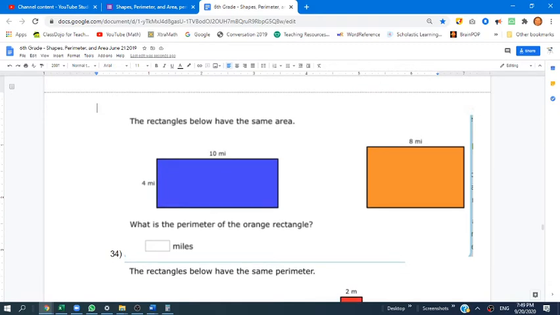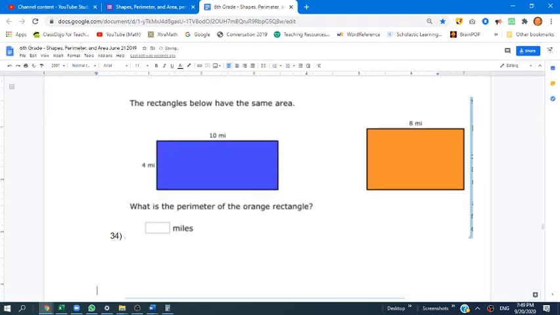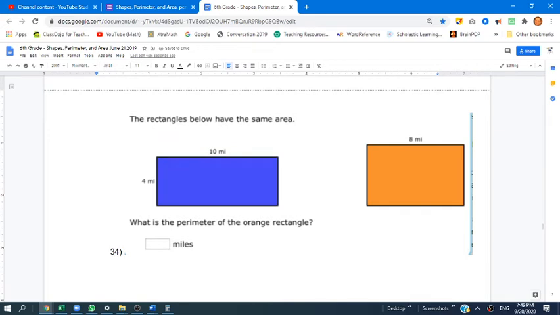Number 34. The rectangles below have the same area. What is the perimeter of the orange rectangle? So you're given one side, but you're not given the other. So for example, you see this is 4 and this is 10 and this is 8, and they don't give you the other side. So you have to try to figure out what is the perimeter of the orange rectangle, if they have the same area.